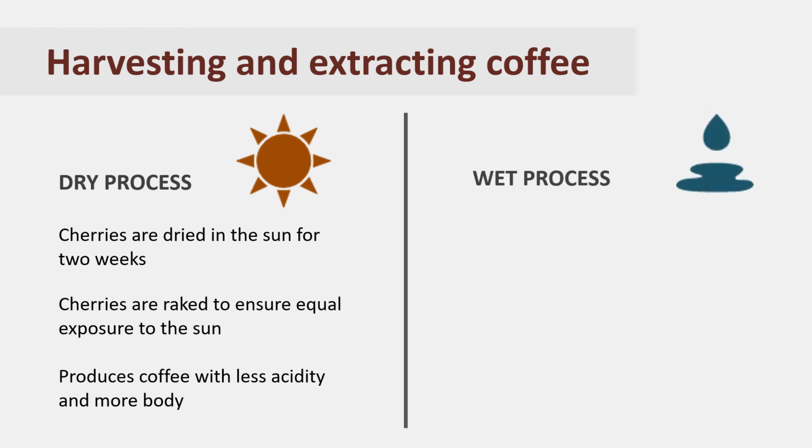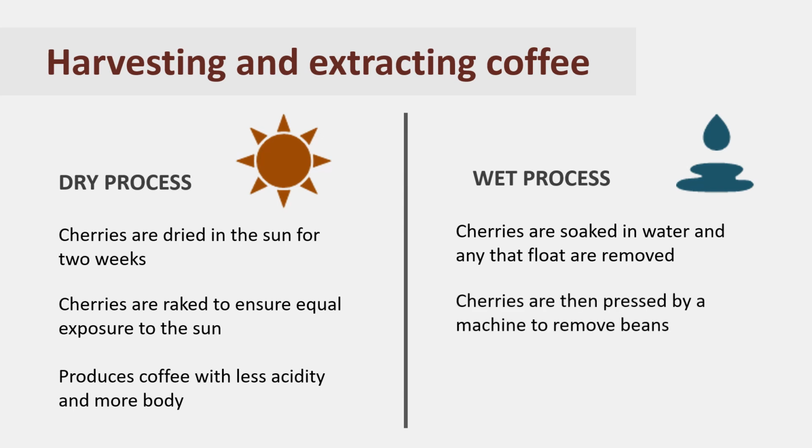The wet process involves the cherries being soaked in water. Cherries that float are removed and discarded. The cherries are then pressed by a machine against a surface with holes, only allowing the bean and some pulp to pass through the holes. The pulp still remaining can be removed by placing the beans into a fermentation tank where the pulp is loosened before being washed off. The coffee beans are then dried to approximately 10 to 12% moisture content.